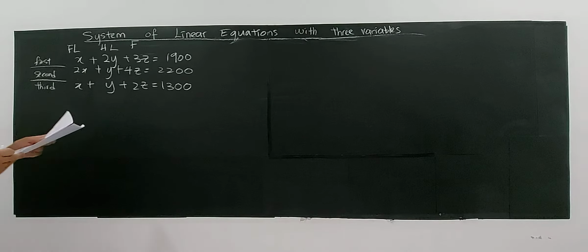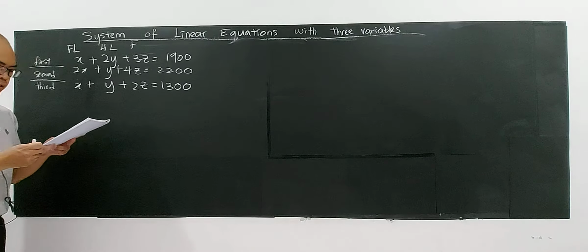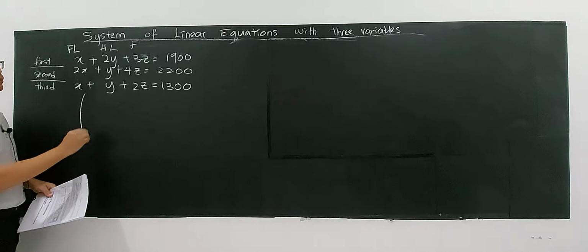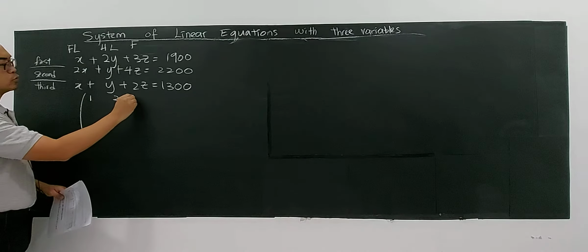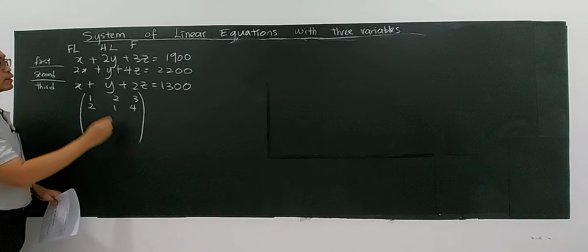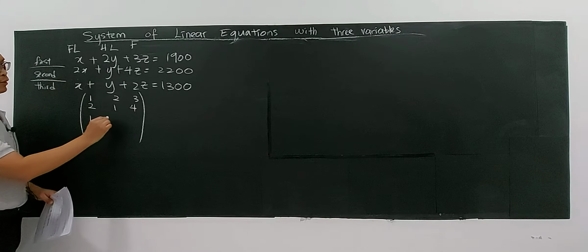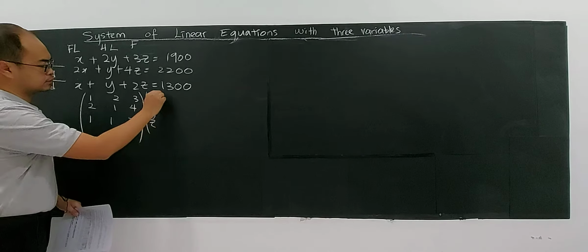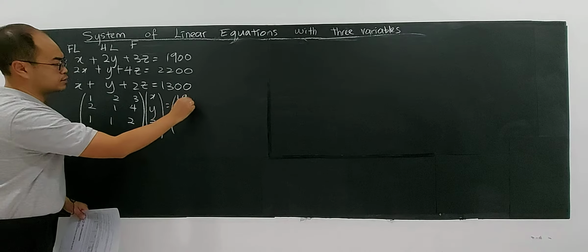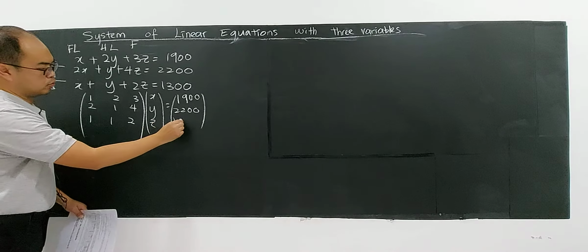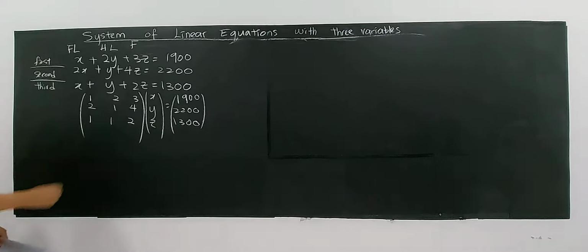Later, if you want to use the knowledge of matrices, they will ask you to express the system of linear equations in the matrix equation, in matrix form. So you have 1, 2, 3; 2, 1, 4; 1, 1, 2. Write in matrix form, so X, Y, Z equals 1900, 2200, and 1300. Okay, this is your matrix equation.